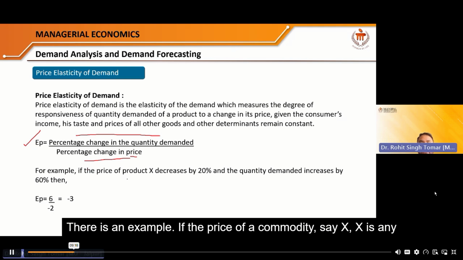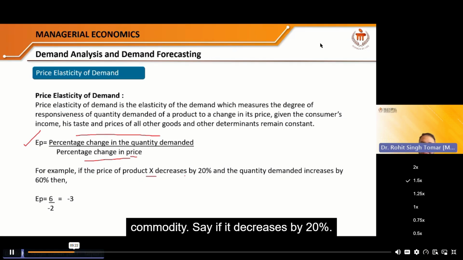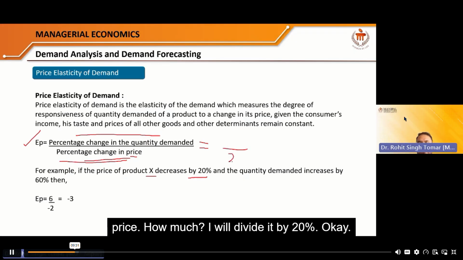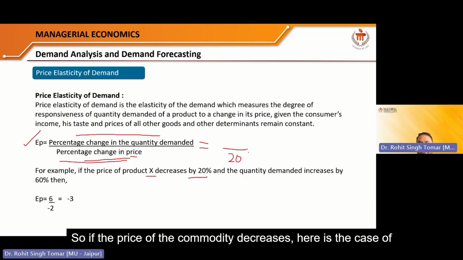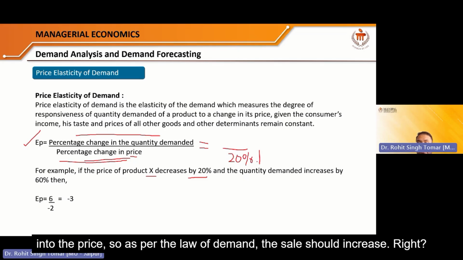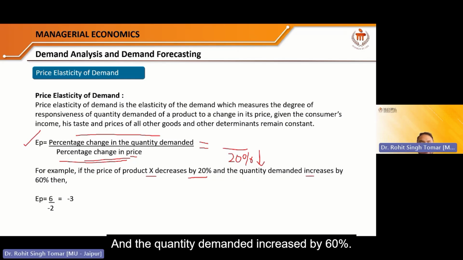There is an example. If the price of a commodity, say X, decreases by 20%, so I write down here further: percentage change in the price, I will divide it by 20%. Here it is a case of decrease in price. Remember, if there is a 20% drop in the price, as per the law of demand, the sales should increase, right? And the quantity demanded increased by 60%.